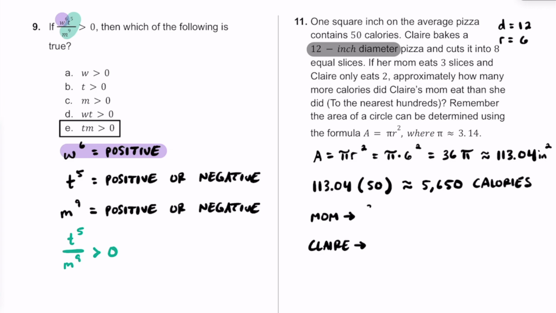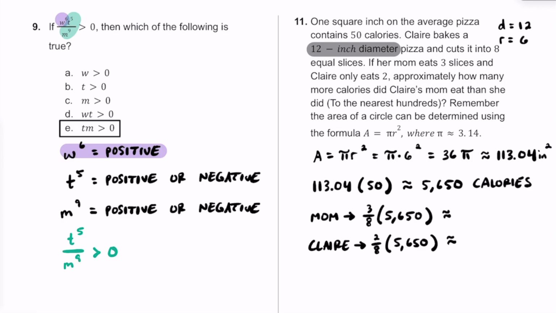Next, we know that her mom is going to be eating 3/8 of the slices, so she's going to be eating 3/8 of all those calories. So you can do 3/8 multiplied by this 5,650, so we can figure out how many calories she's eating. And we also can figure out for Claire, Claire's eating 2/8 of the slices, so you can find 2/8 of that amount of calories of 5,650. That'll tell us how many calories she's eating, right?